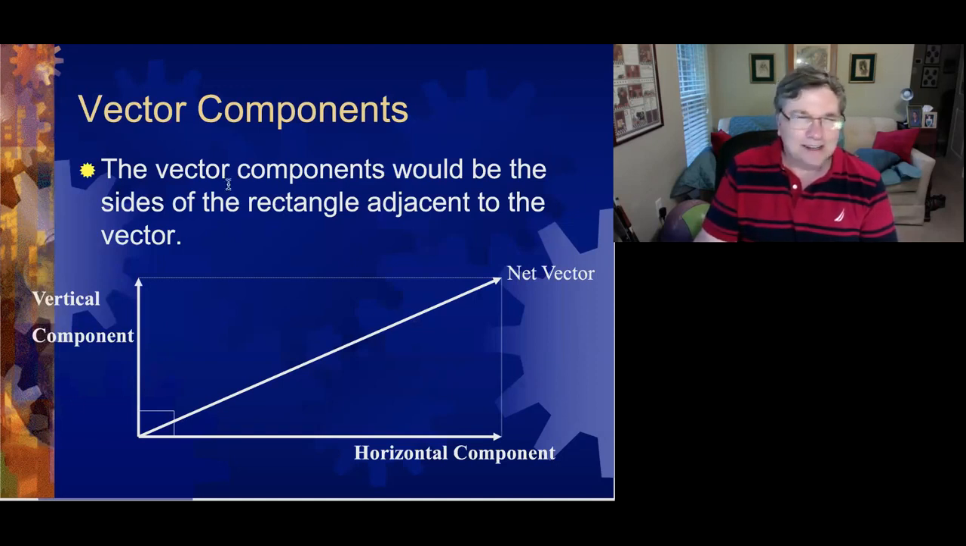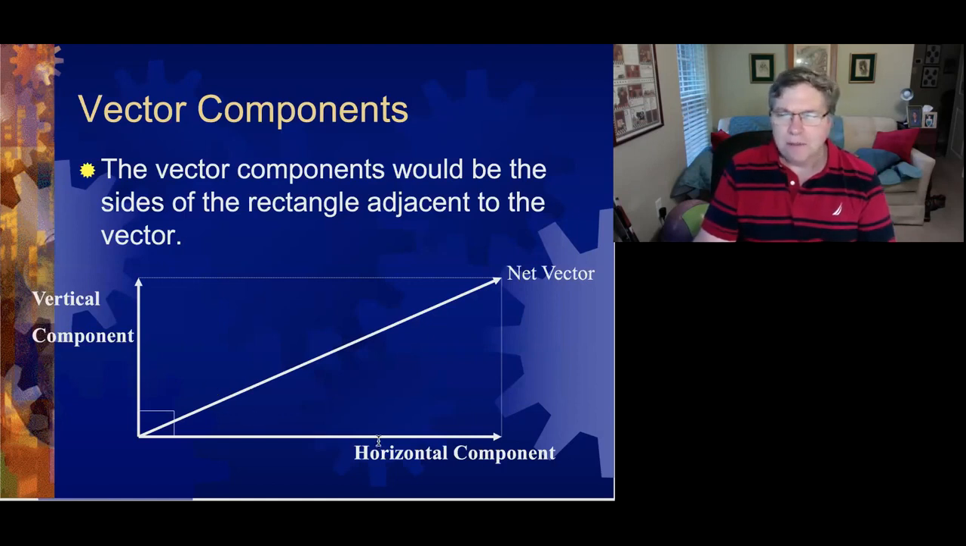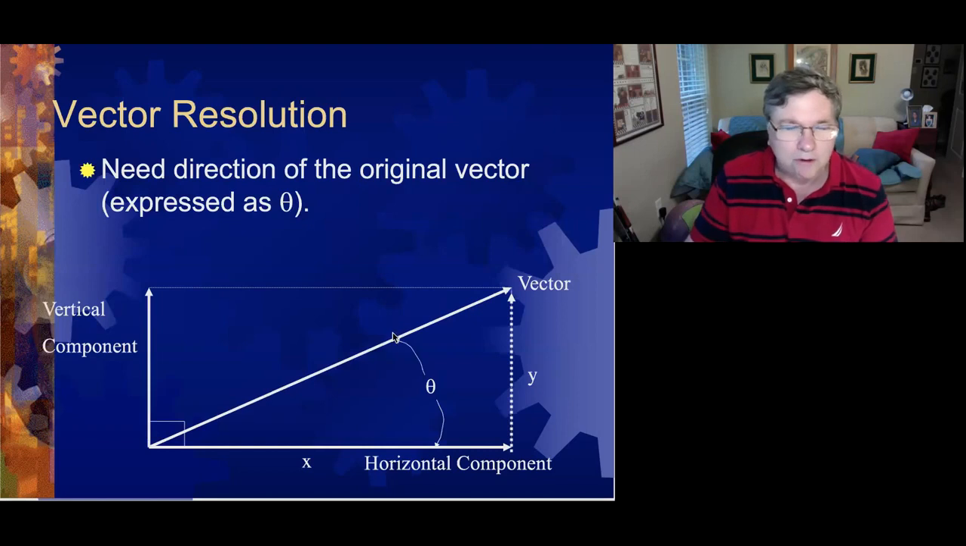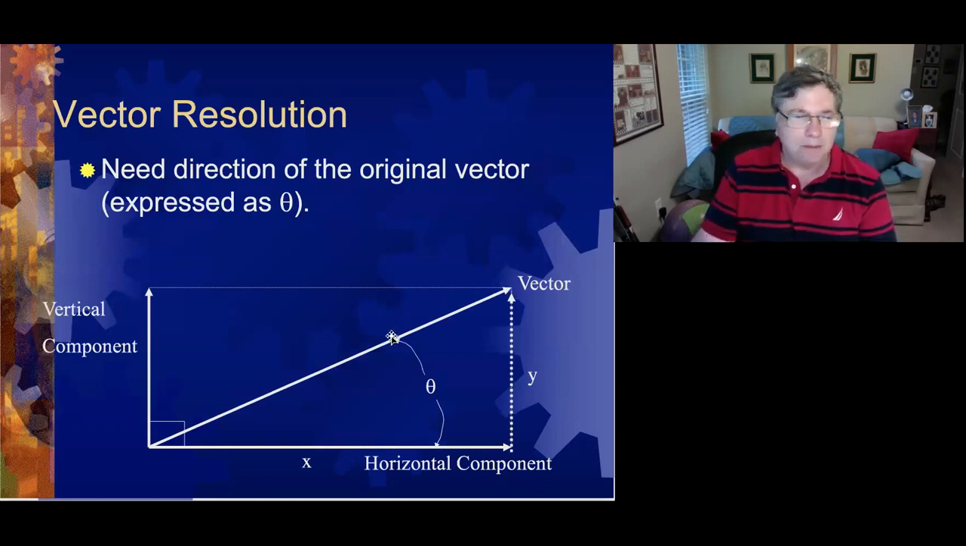Okay, so vector components, they can be horizontal or vertical, but they don't have to be. The point is they're going to be at a right angle. So we can actually draw a parallelogram where we have the tip of the horizontal component or one component of the net vector and then the other component. They'll always be at a right angle. That allows us to construct a right triangle and use right triangle trigonometry.